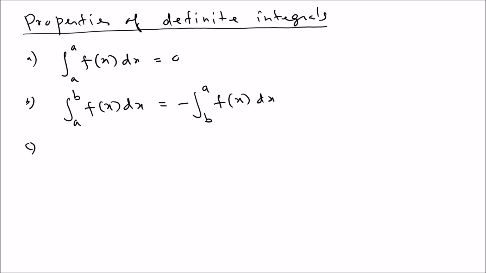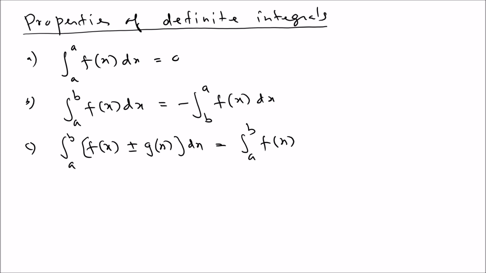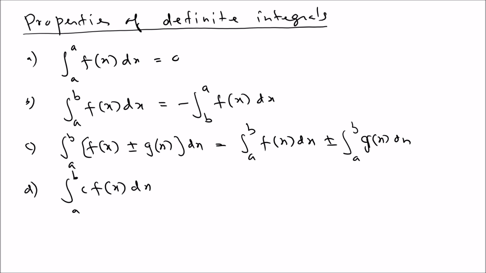And part C, if you have a sum or a difference, so if you have f(x) plus or minus g(x), depending on whatever sign you have, you can split that the same way. So it is the integral from a to b of f(x) dx. If it's a plus sign, use a plus sign. If it's a minus sign, use a minus sign. And then the integral from a to b of g(x) dx. So you can split the integral. And also, if you have a constant multiple, you can pull the constant out. So the integral from a to b of c times f(x) dx equals c times the integral from a to b of f(x) dx.